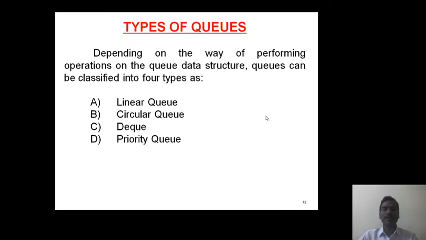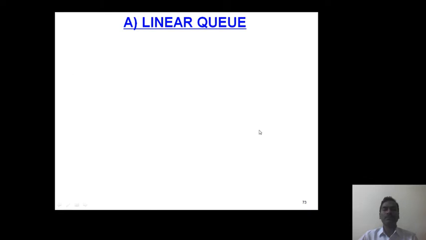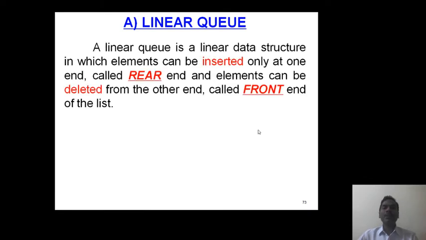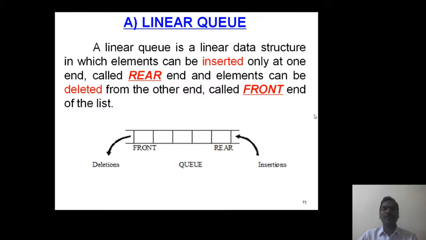The first concept, linear queue. A linear queue is a linear data structure in which elements can be inserted only at one end called the rear end, and elements can be deleted from the other end called the front end of the list. Now it shows the diagrammatic representation of a linear queue.